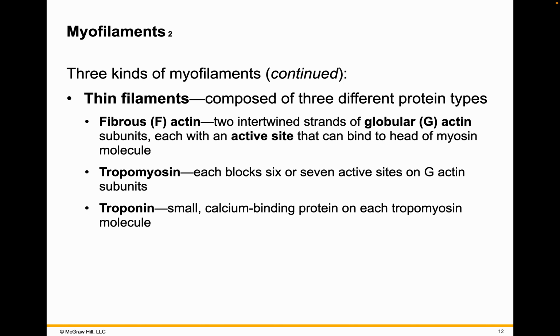The thin filaments are composed of three different proteins. There is fibrous actin, which are two intertwined strands of globular actin, each with an active site that can bind the head of myosin. There is tropomyosin. It blocks 6 or 7 active sites on the G-actin subunits. And troponin, which is a small calcium-binding protein on each tropomyosin molecule. And these are going to be important in how contraction occurs.